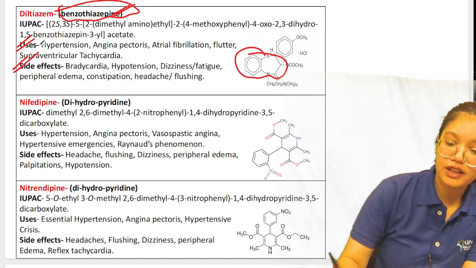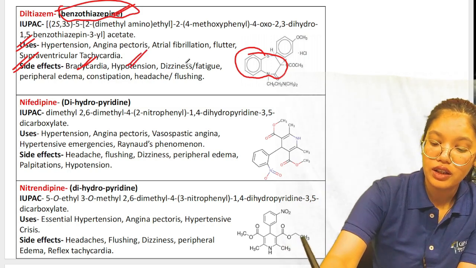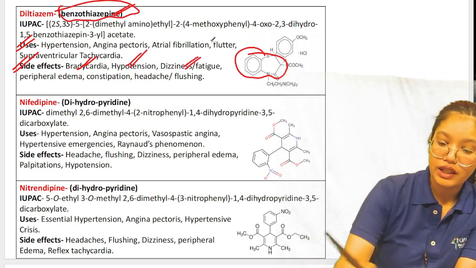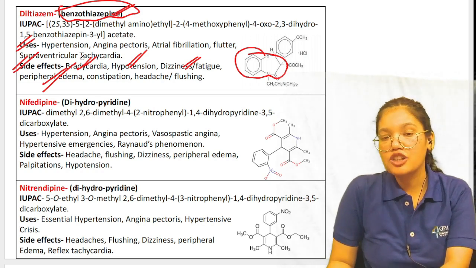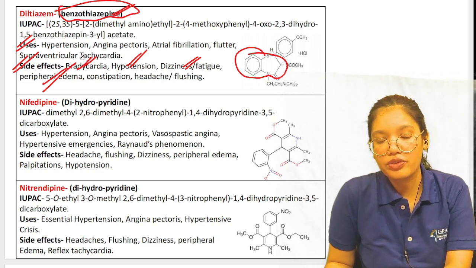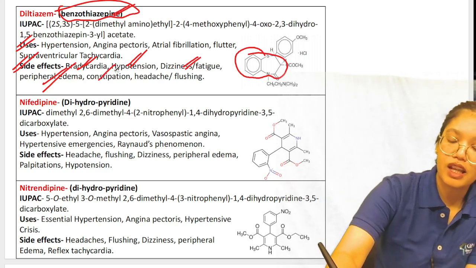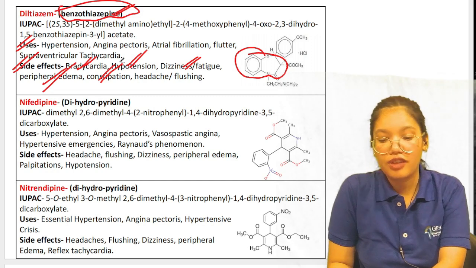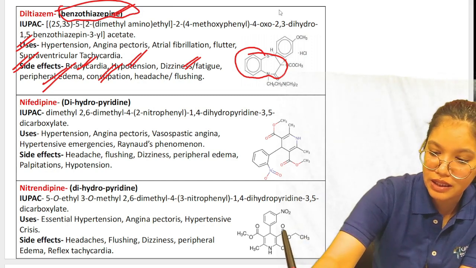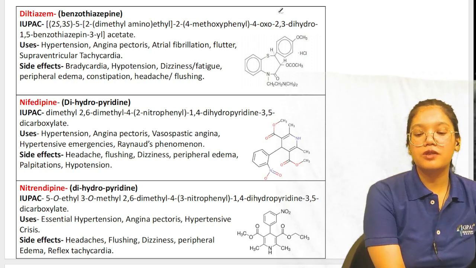Then side effects: bradycardia, then hypotension, dizziness and fatigue. Okay, then peripheral edema. I already discussed this. Calcium channel blockers show this type of side effect very commonly. It's very common with the L type calcium channel blockers. Then constipation, headaches, flushing. Okay, all that can be the side effect of diltiazem. Then next drug we have the nifedipine.